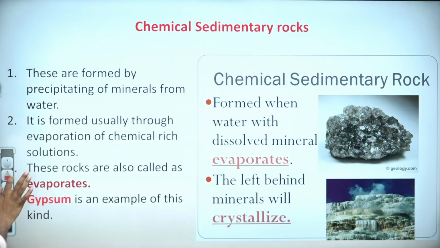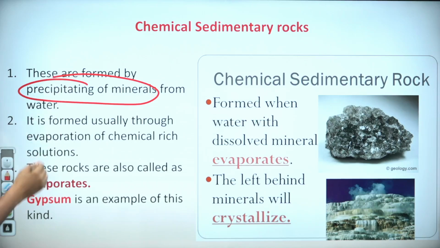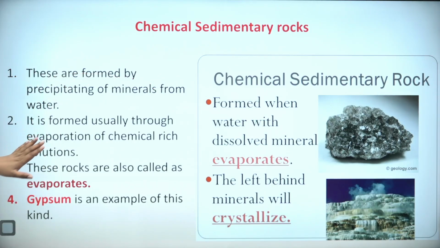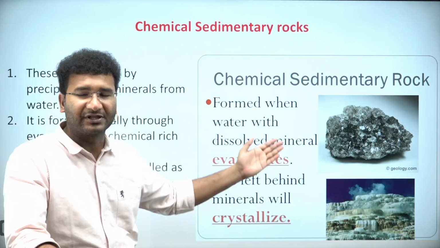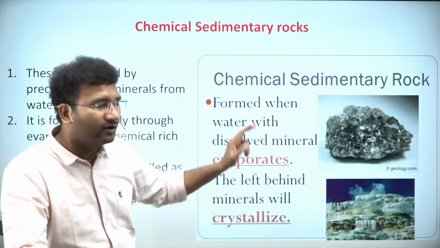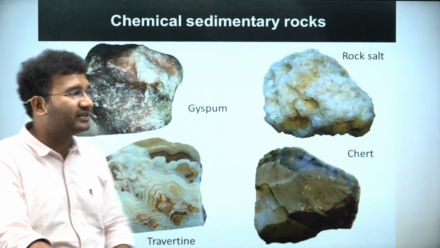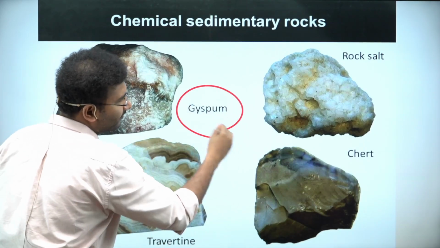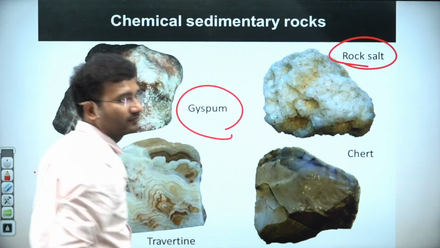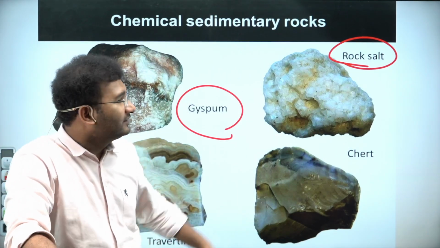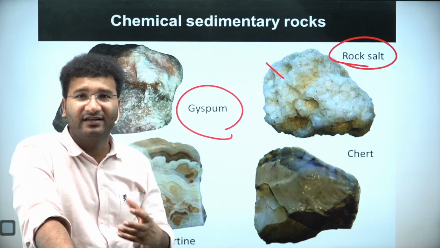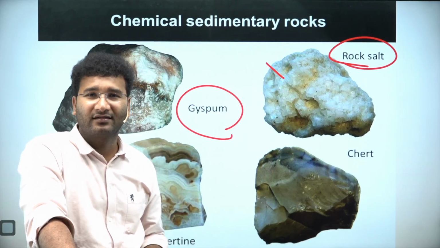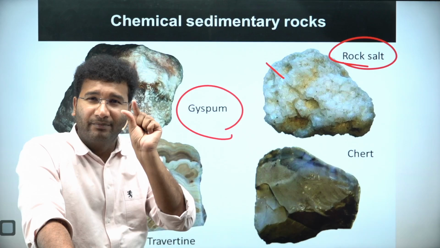You just need to remember one thing here, that is precipitation of minerals from water or from any rock. Right? One of the finest examples is gypsum. Right? Crystalline rock is also an example of this. Likewise, the other examples are, number one, gypsum, and rock salt. Okay? Rock salt. These days you consider this to be very good for health. Rock salt is nothing but the big stone.